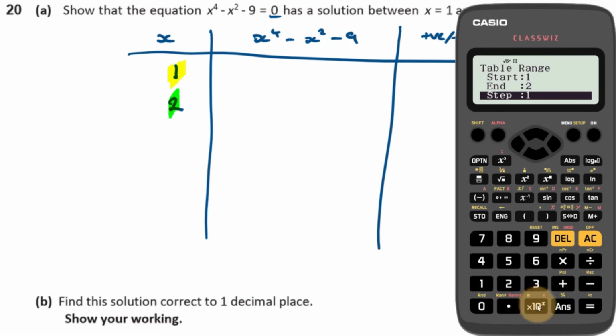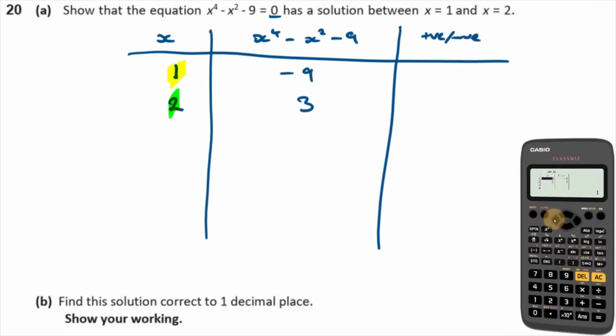Now if I press equals, I'm going to get a table. You can see on the left I've got the x values 1 and 2, and on the right I've got the values I'm going to get if I put those values into that function, x to the power 4 minus x squared minus 9. So if x is 1, I get minus 9, and if x is 2, I get 3. So minus 9 and 3 go in my table.